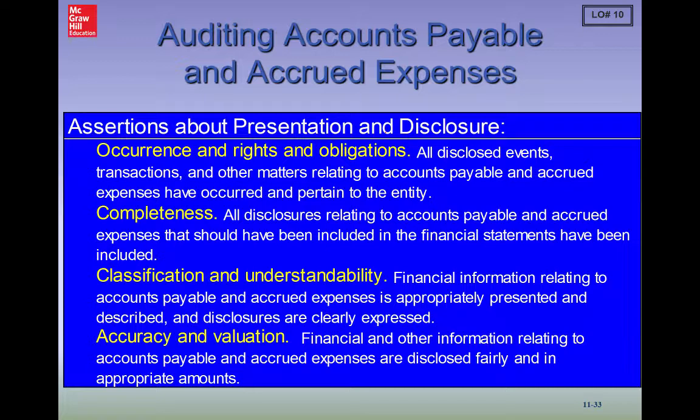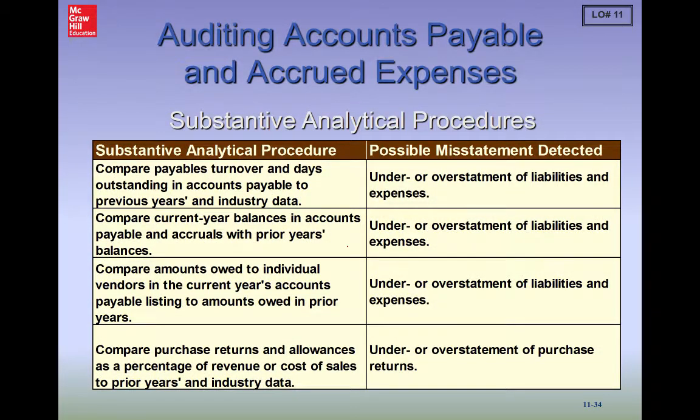So for occurrence and rights and obligations, we want to make sure that all events relating to accounts payable have occurred, so that's the main thing we're checking here, and that they pertain to the entity. Then what we're looking at is for completeness. Again, this is where our reasonableness checks come in. And that we want to make sure everything is there that needs to be there.